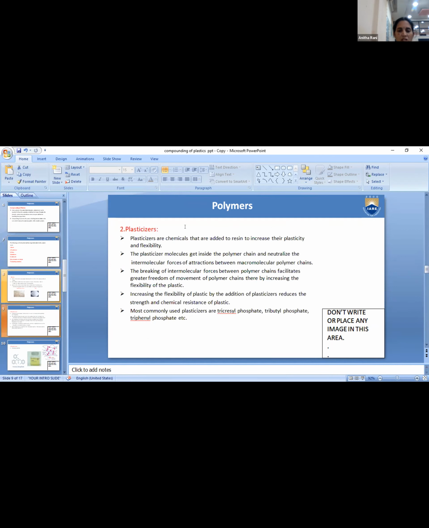Next, come to the plasticizers. Here, you have to remember the function of plasticizer, then an example. For each ingredient, you have to tell me function and example. What is the function of plasticizers? Why are we using plasticizers in polymer resins? When we are going for the molding process of the polymer resin, we are adding plasticizers. Why? What is the function of plasticizers?